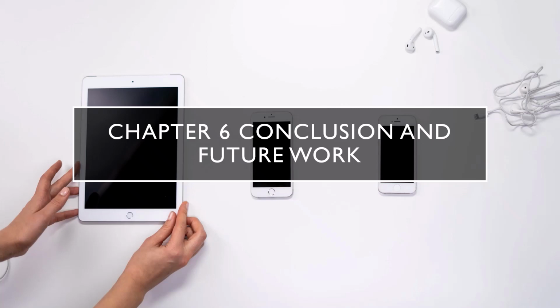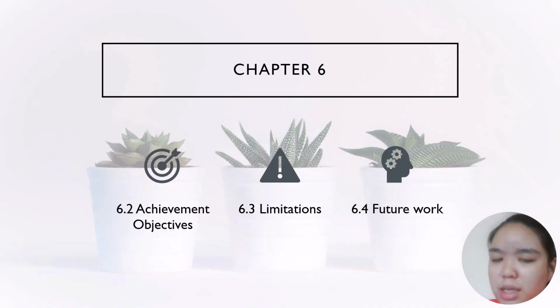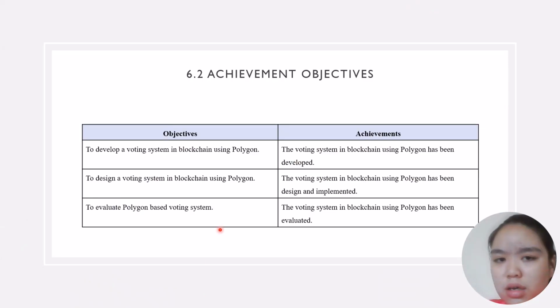Chapter 6 is the conclusion and future work, which includes the achievement of objectives, limitations, and future work. The first achieved objective, to develop a voting system in blockchain using Polygon, is achieved by designing a voting system on blockchain using Polygon. The system has been designed and implemented, and the Polygon-based voting system has been evaluated.